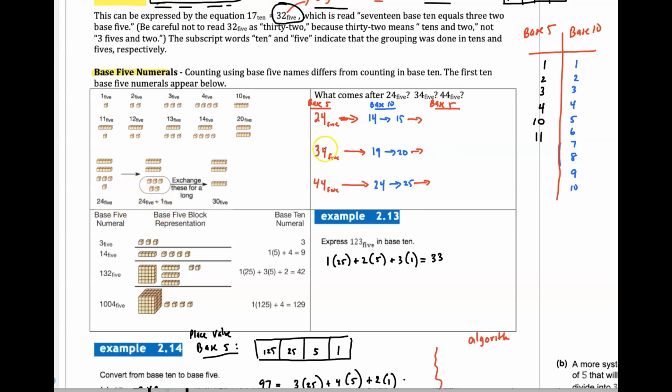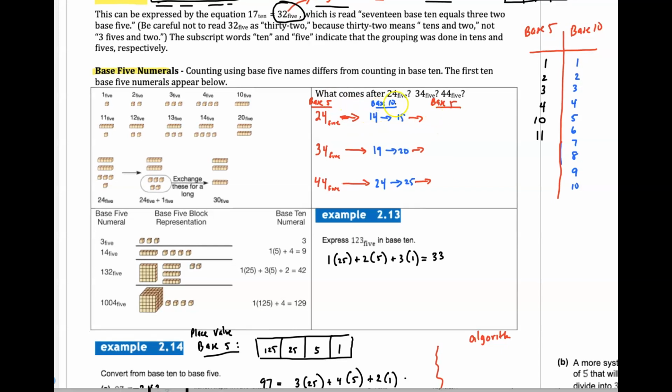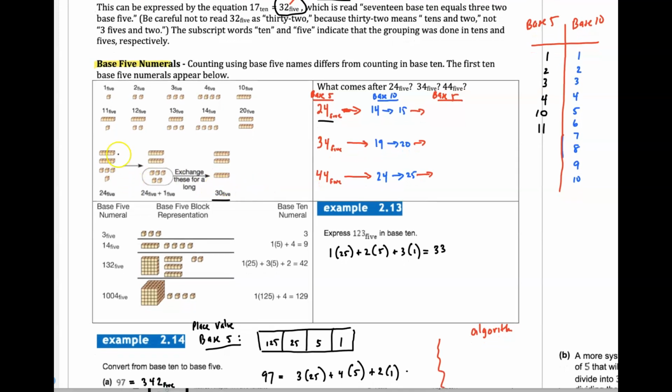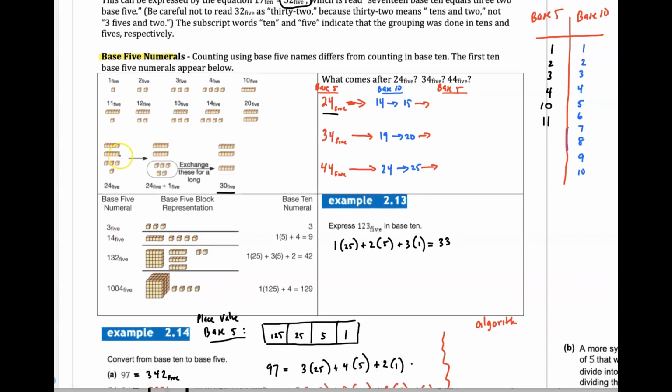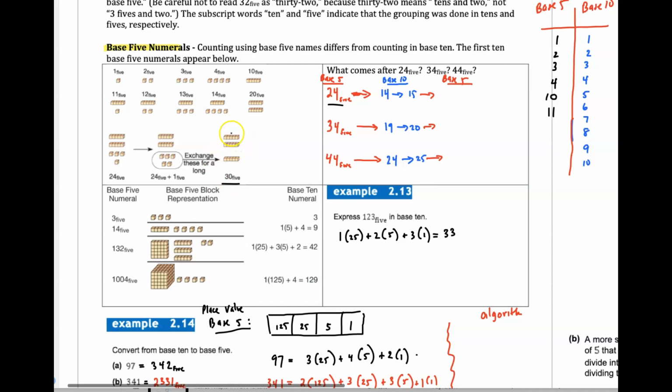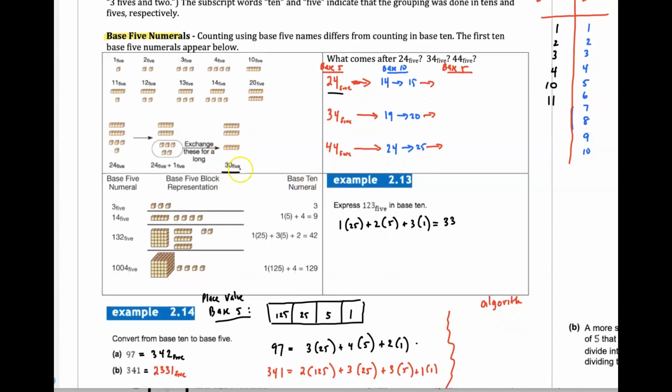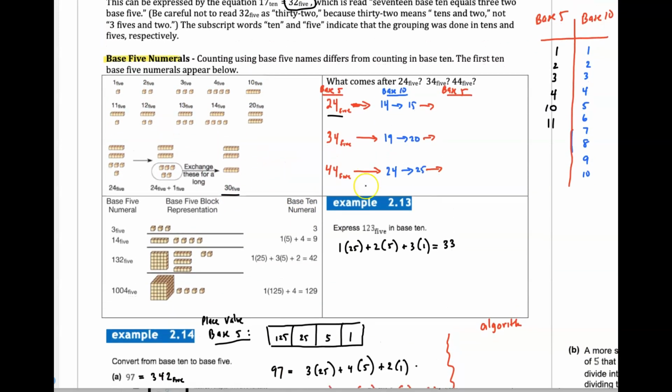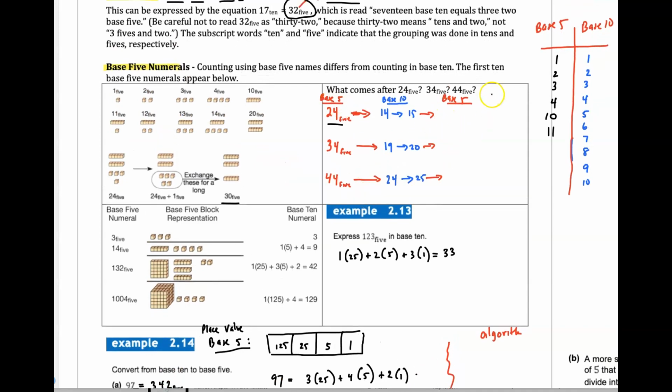This is related to this question here. What comes after the number 24 in base 5? The next number after 24 is 30. 24 represents 2 fives and 4 ones. Then you add 1 to that, that turns into 15, and then 15 is really 30 in base 5, because that's 3 groups of 5. So here are the next numbers after 24.